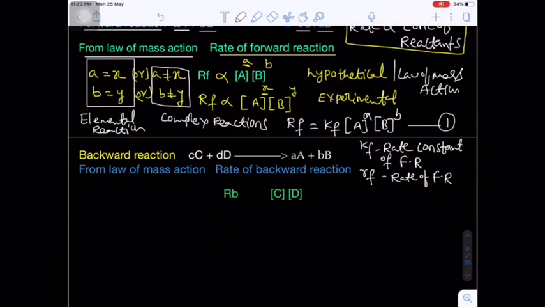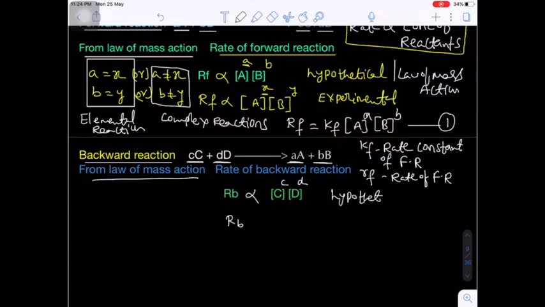Okay, now there is a reverse reaction also, the backward reaction, where small c moles of capital C and small d moles of capital D recombine to give small a moles of capital A and small b moles of capital B. Again from the law of mass action, the rate of backward reaction is directly proportional to the product of the concentration of the active masses of the corresponding species, that is C and D, small c and small d I am writing here. Okay, now this is hypothetical.